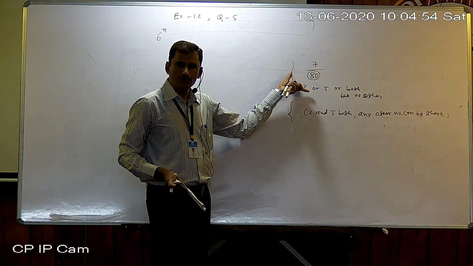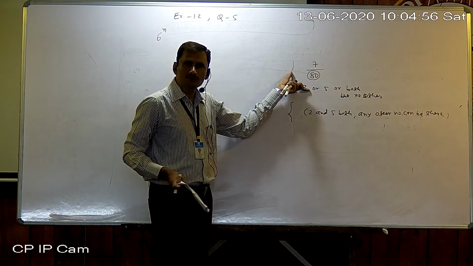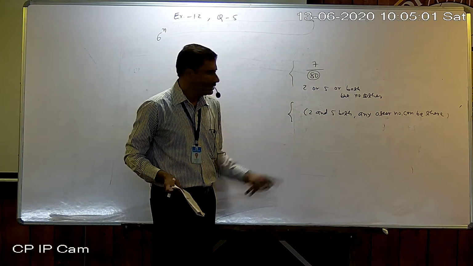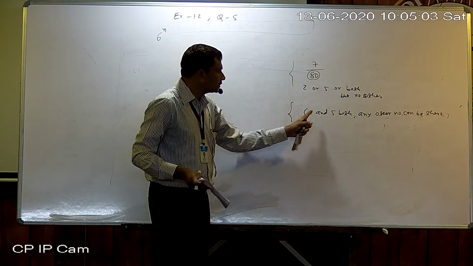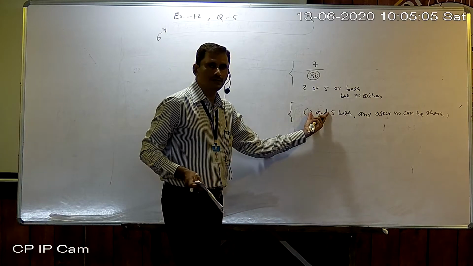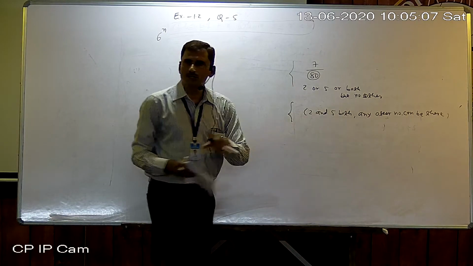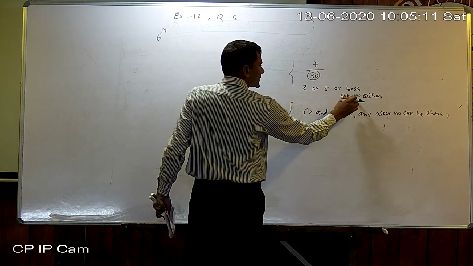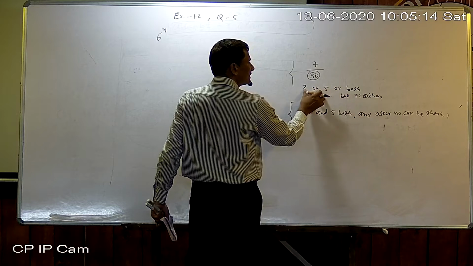We already went through those types of questions in exercise 1.4, questions number 1 and 2. Now that is different. Here 2 and 5 both should be there. If any extra number is there, no problem, it can be there. There, no extra number should be there, and any one was enough.